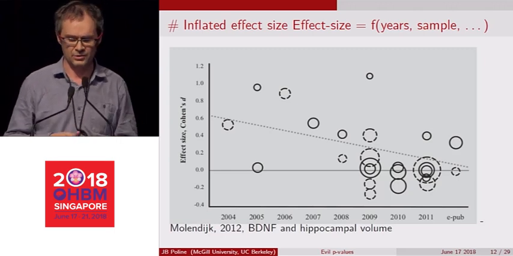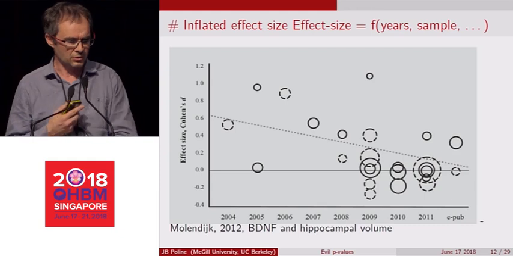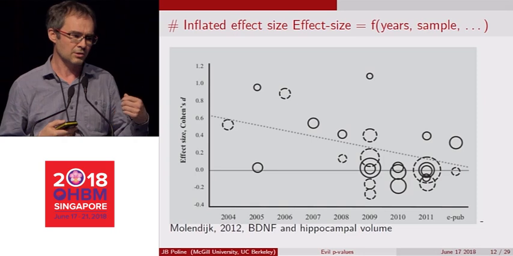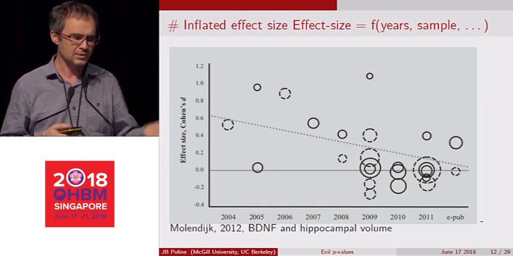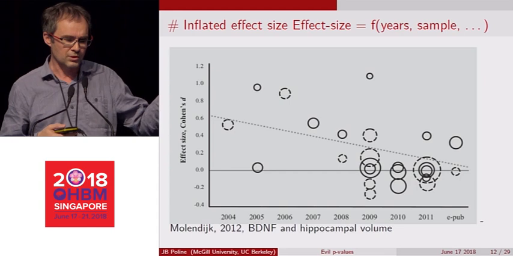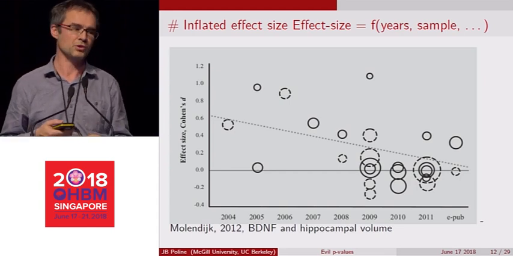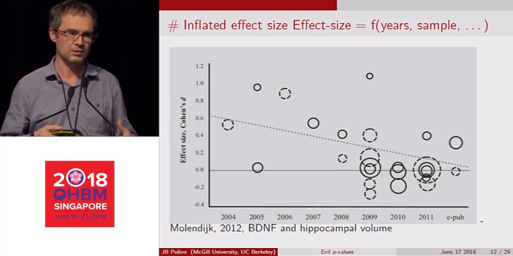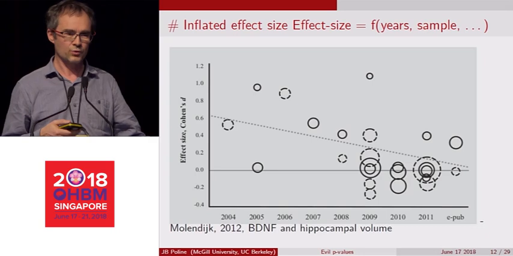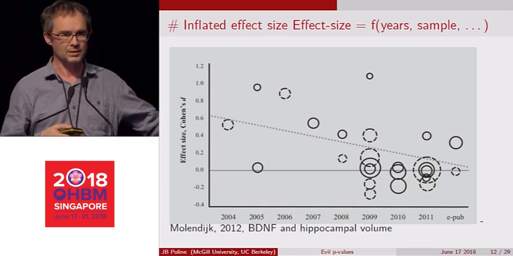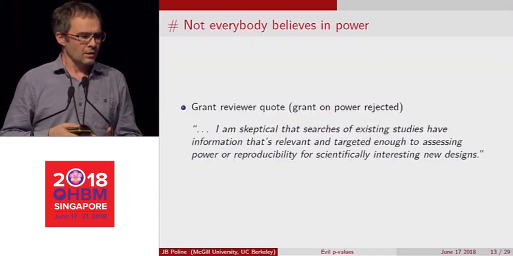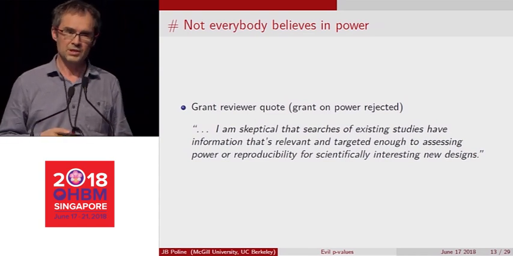So you see here in that slide the year of publication on the x-axis and the effect size on the y-axis, and you'll see that those effect sizes are diminishing with the years, with the sample size being represented by the size of the circles. So you start with very significant results and small sample size, and then a few years later, zero effect, no significant results.